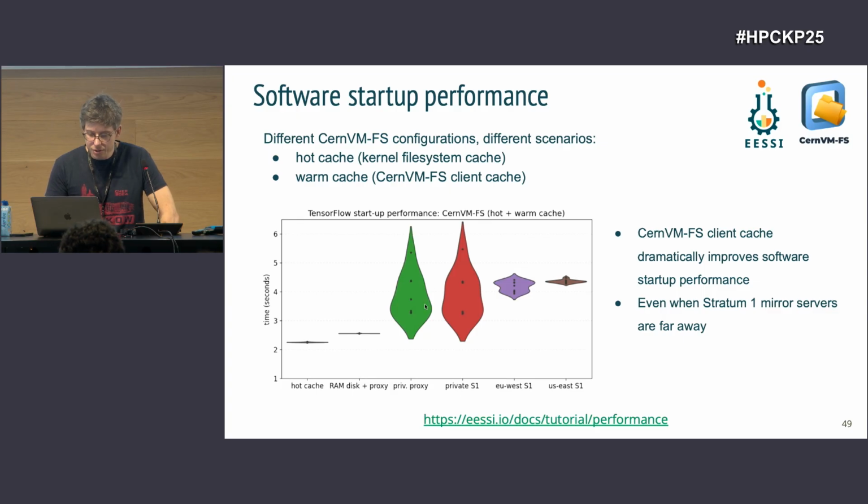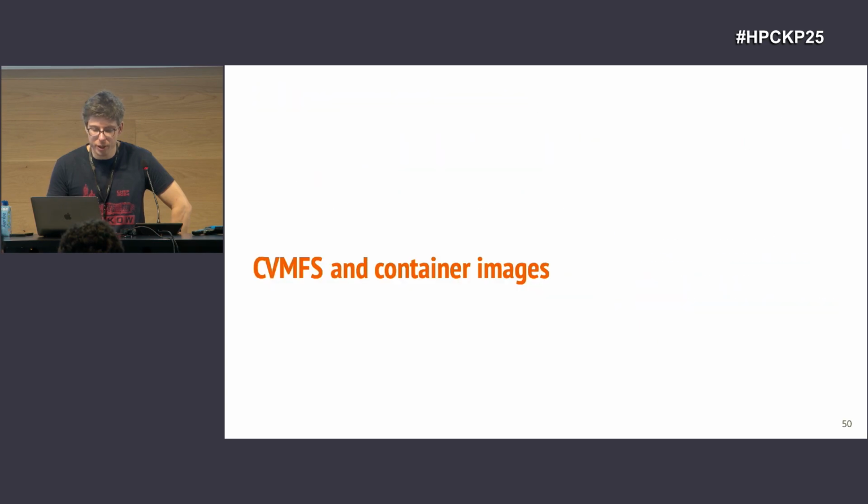And then also the usage of the caches. We distinguish between a hot cache and a warm cache, which is basically the kernel file system cache. When this is filled, it is very close to having it just on the local disk. If you have done this on a RAM disk, it's all still acceptable, I think, even when the Stratum 1 mirror servers are further away.